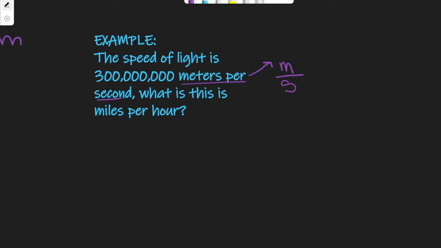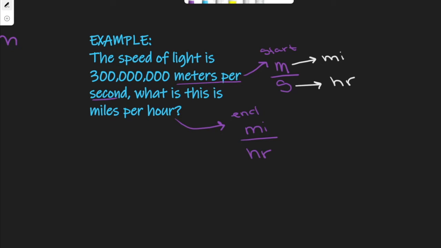So meters on top, seconds at the bottom, and we want to convert this into miles per hour. So here's my start, and my end is going to be miles per hour. So if we think about this, we're going to take each one of these steps separately. We're first going to convert our meters into miles, and then we're going to convert our seconds into hours.